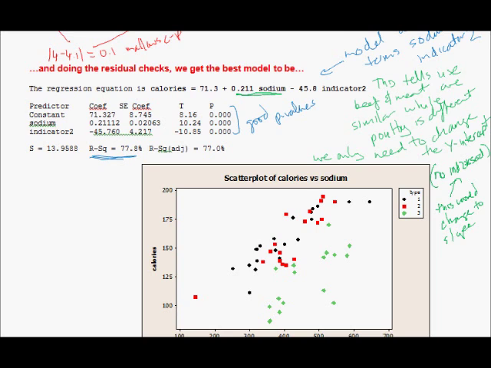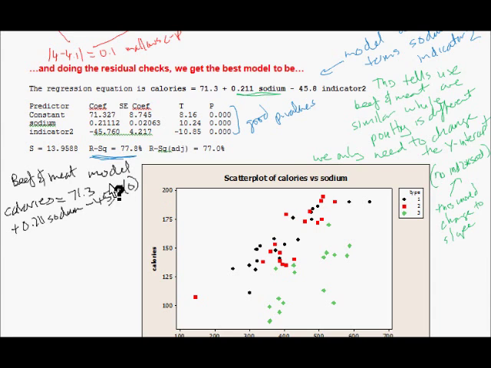So here, the beef and meat model is just calories is equal to 71.3 plus 0.211 times sodium. And now that 45.8, for them it's 0, it disappears. So it's just calories is 71.3 plus 0.211 times sodium.